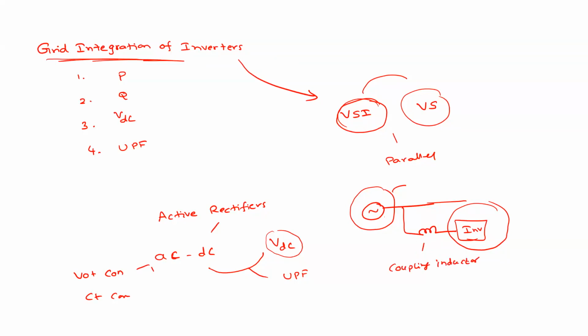So this is known as coupling inductor. That means that it is used to couple the inverter to the grid, so that this integration is possible. Whatever the instantaneous difference in the voltages of the grid and the inverter appears as a voltage across the inductor.